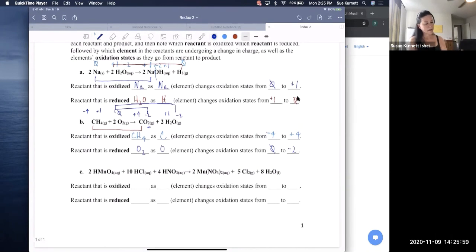Okay, for this last one, same process. Hydrogen is +1, oxygen is -2, and I'm ignoring the coefficient. I'm just looking at hydrogen plus manganese plus 4 oxygens adds to 0. +1, 4 times -2 is -8, and so manganese: -8 and +1 is -7, adds to 0. It must be +7.